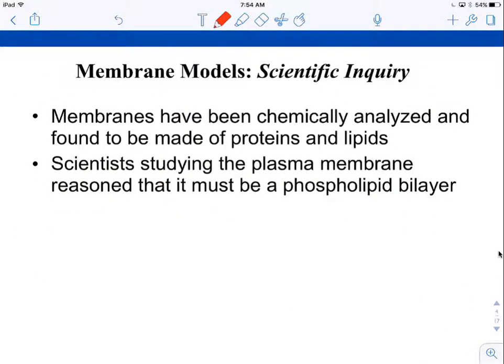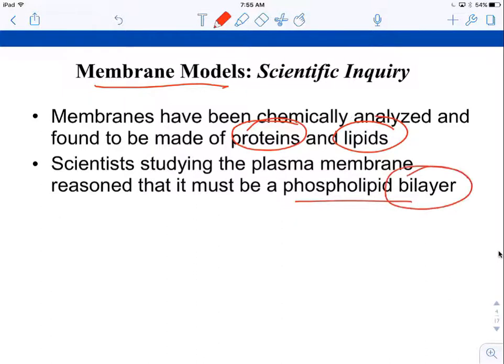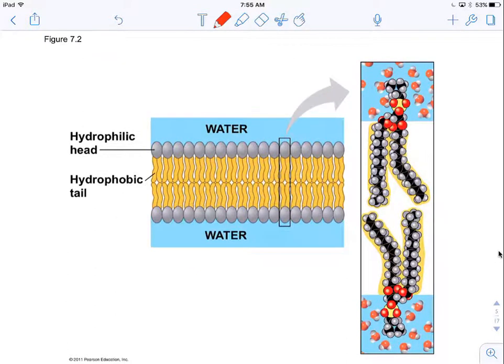So if we look at some models of membrane, when you chemically analyze them, they contain proteins and lipids. And because of the amphipathic nature of the phospholipid, scientists who study the membrane figured out that it must be a bilayer, 2 layers of phospholipids. Okay, and here we see our 2 layers. There's 1 layer and there's 2 layers.